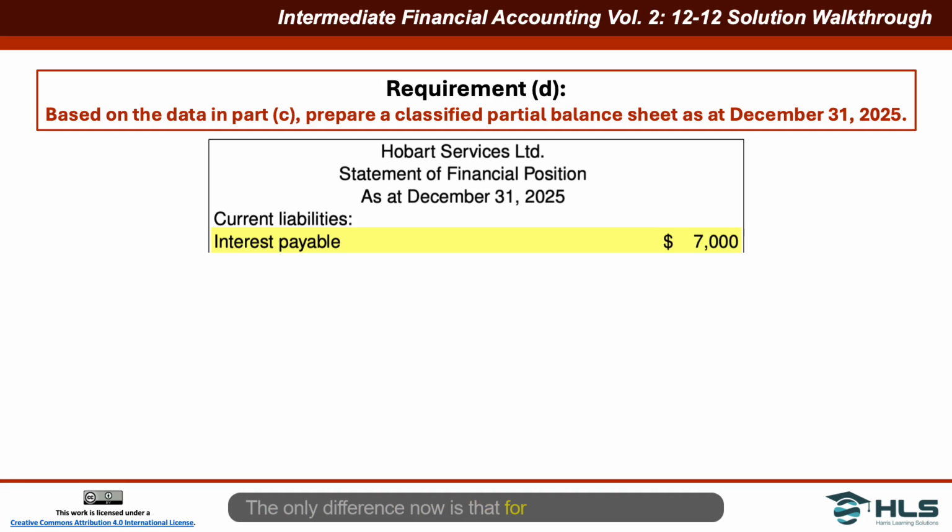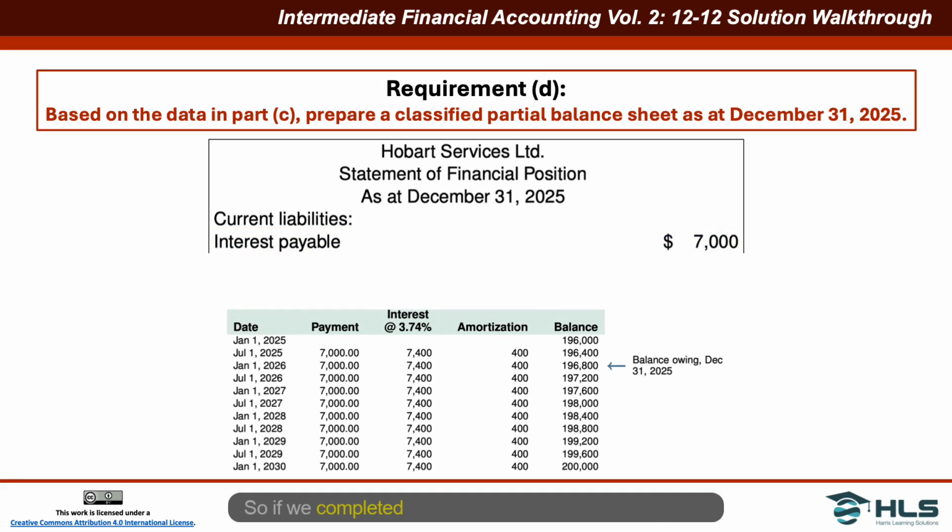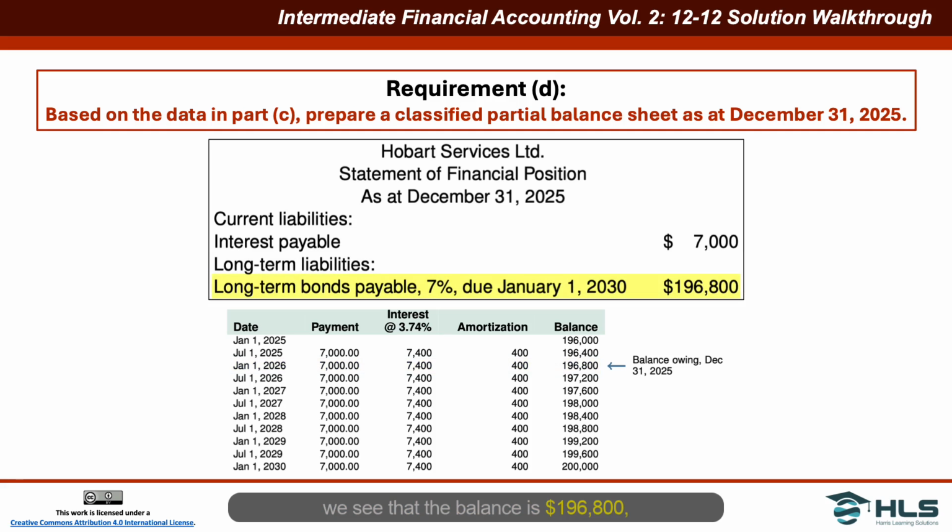The only difference now is that for the long-term liability, the carrying value of the bond is going to be slightly different. So if we completed a full amortization table of this bond from the balance of $196,000 to maturity, you can see here that the amortization of the discount is $400 every payment and the interest is $7,400 every payment. Looking at the line for the payment on January 1st, 2026, we see that the balance is $196,800, and that's actually the same thing as the balance at December 31st because of the accrual that has to happen the day before the payment. So the balance on the bond at that point is $196,800, and that's what we'll see on the balance sheet.